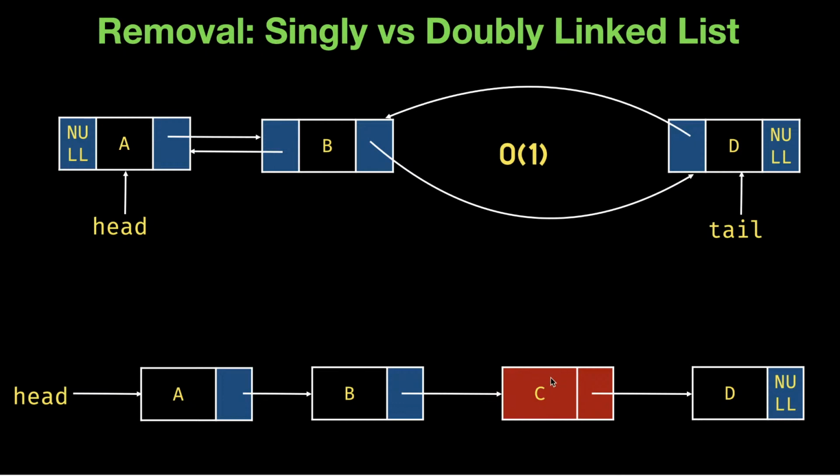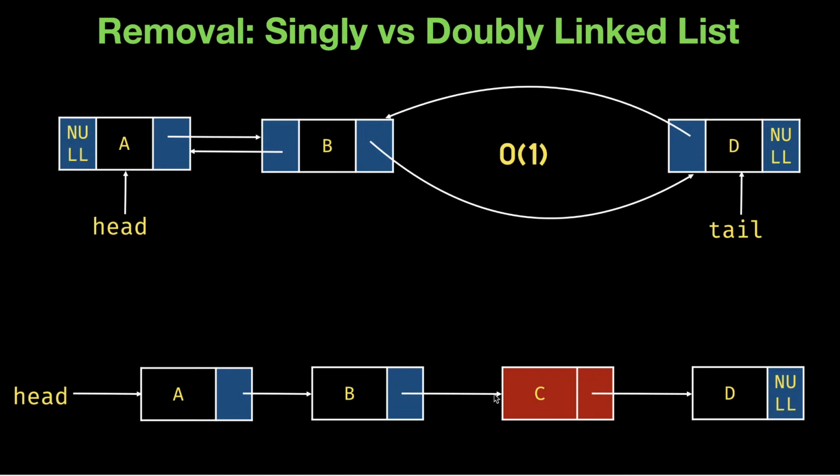But let us consider the singly linked list case. Actually we have reference to C, right? But to remove C, we have to manipulate this pointer, this one. We have to make it point to just the next element, that is D, right? So the next pointer of B should point to D. But starting from C, we have no way of going back to B. We cannot go back to B because there is no link for going back.